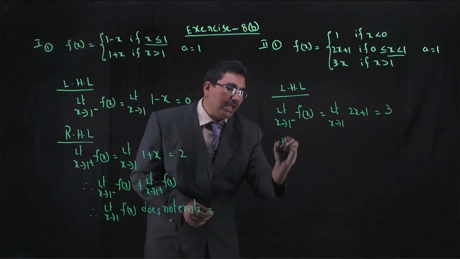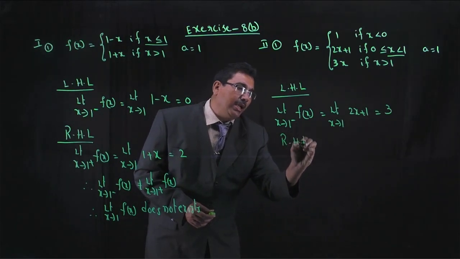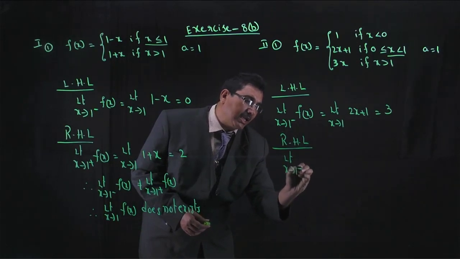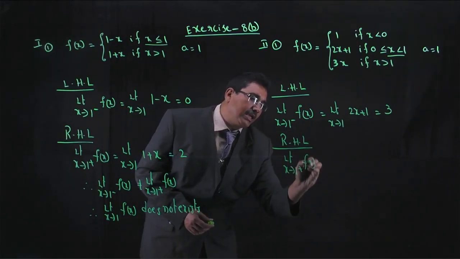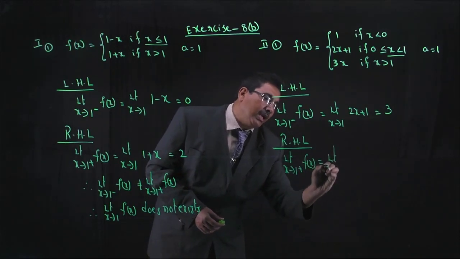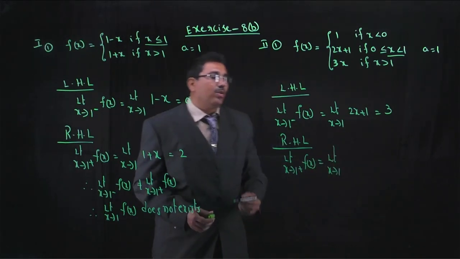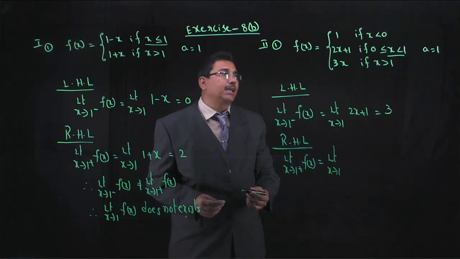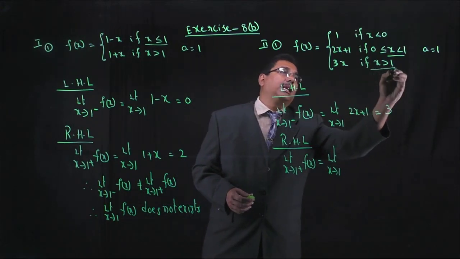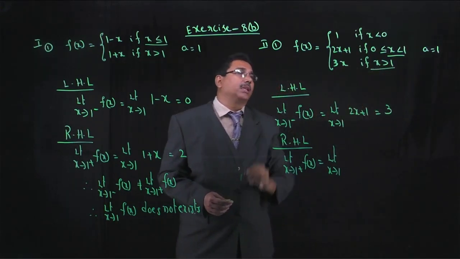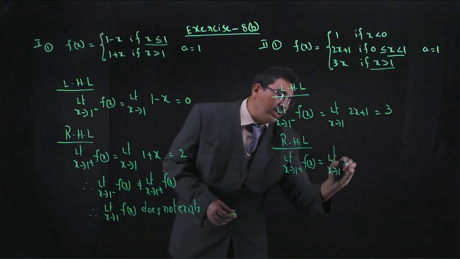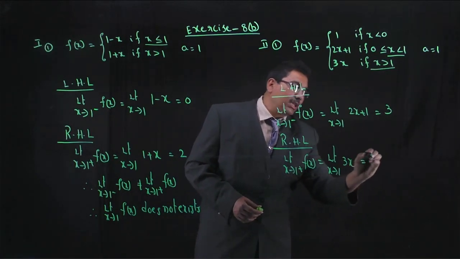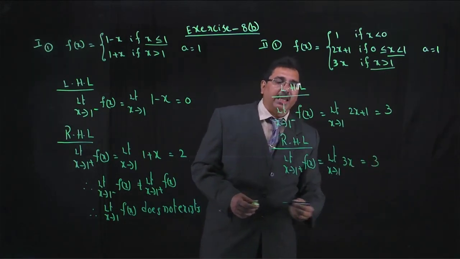Now the right hand limit: limit x tending to 1 plus f of x is equal to limit x tending to 1. x tending to 1 plus means x is greater than 1. For x greater than 1, the corresponding function is 3x. Now by applying the limit value, that is also equal to 3.